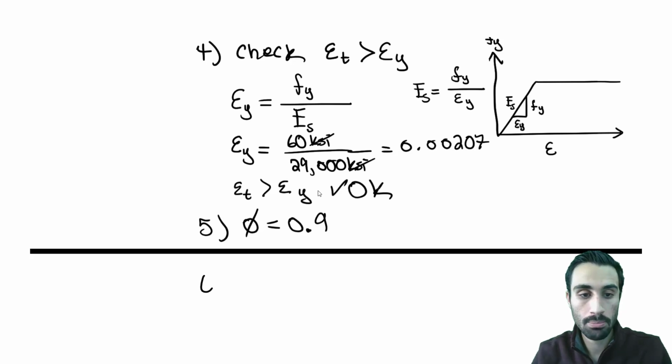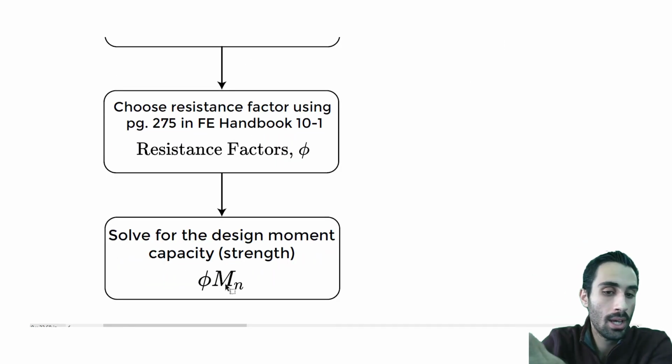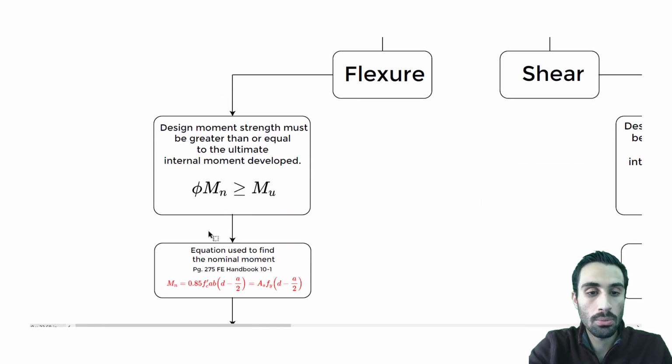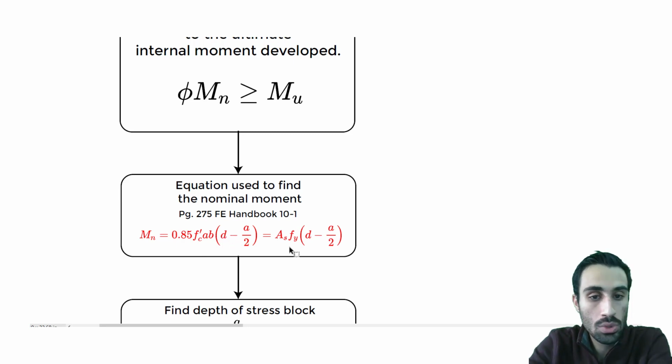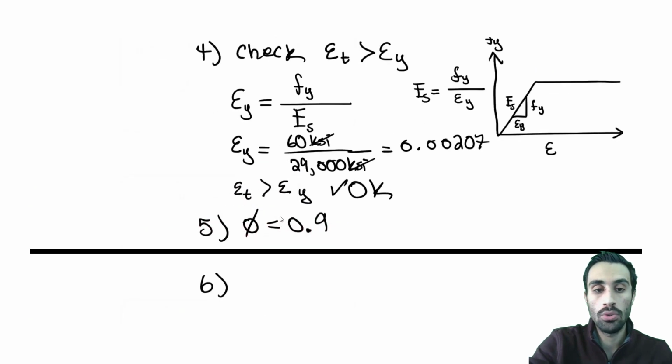All we do for step number 6, we know in the flowchart it says you take your phi times Mn, and we know that at the very beginning, the Mn is going to be this equation. You can use either one. I'm just going to use the one with the less work. We take As fy times d minus a over 2. We have Mn, and we multiply that by the resistance factor phi. That's all we do for that one.